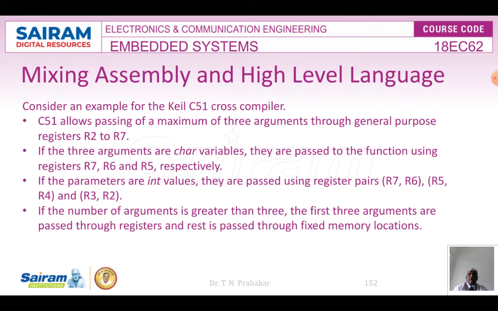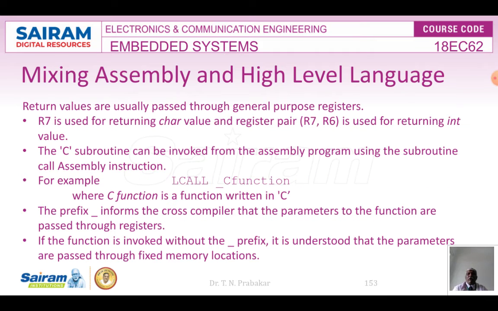So there are some restrictions while passing the data between the assembly level language program and the high level language program. And if the number of arguments is greater than 3, the first 3 arguments are passed through the registers and the rest are passed to fixed memory locations. So you put the data in some memory location, and in the C program you read the data from that particular memory location, right? Already you should be knowing, pointers are available in C programming, and you can straight away access the memory locations using an assembly level language program. So this can very well be done there.